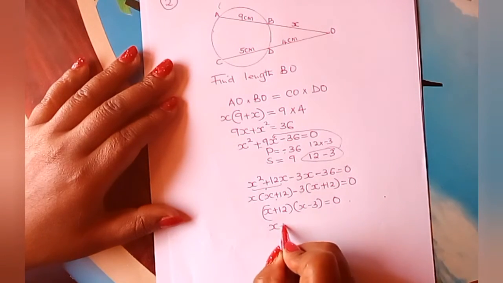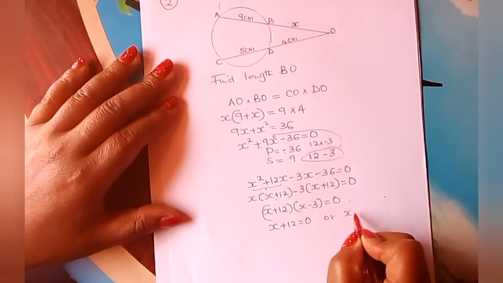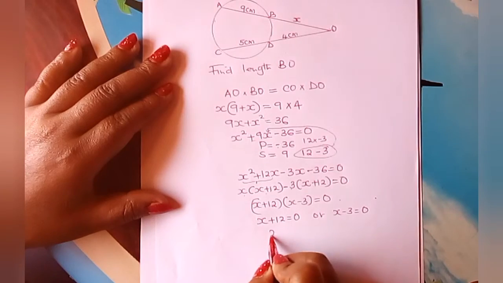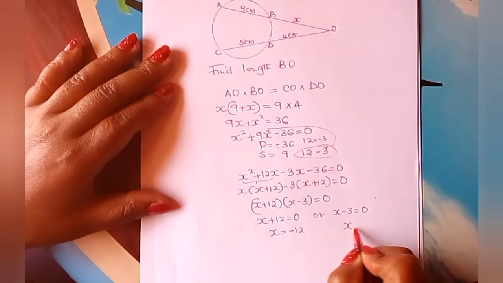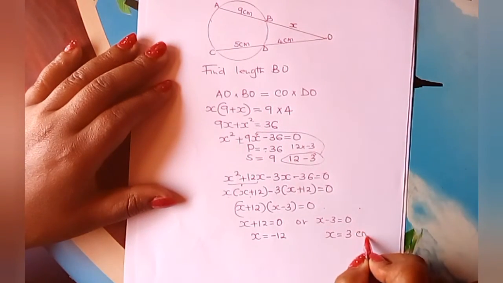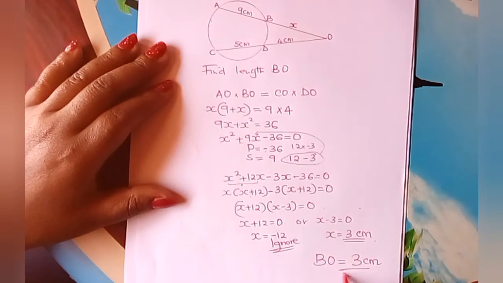So this means that either x plus 12 is equal to 0 or x minus 3 is equal to 0. And therefore, learner, what is your x? Your x here gives you negative 12, here your x gives you 3. So the answer is this positive one because we are talking about length. So you ignore this. We don't have negative length. So our length BO is equal to 3 centimeters, learner.